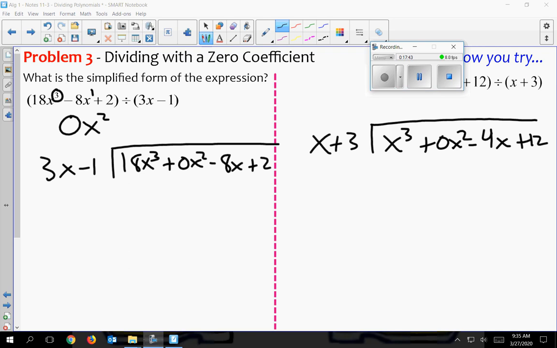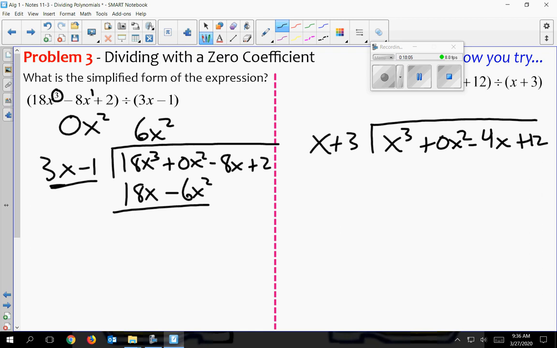Okay, here we go. So taking this 3x, how do I make it 18x to the third? I think I can multiply it by 6x squared. But I have to distribute it to both of these, okay? So I'm going to get 18x to the third minus 6x squared. I have to subtract it. Going to get rid of those, and that's going to change to plus when I make that minus sign distributed. So I get 6x squared, bring down the negative 8x.